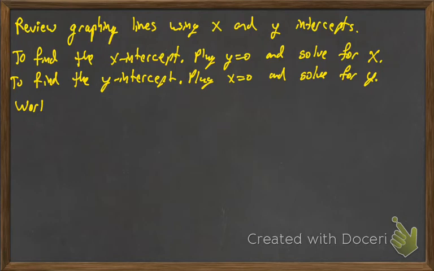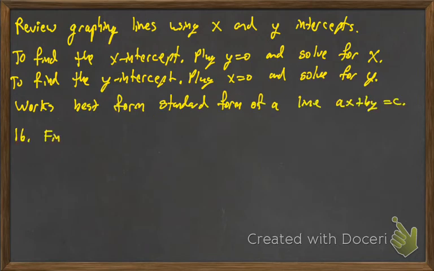Okay, so let's accelerate our writing a little bit. I'm going to say this works best when the line is in standard form. That's ax plus by equals c. And so you've got the x and y on one side and then the constant on the other. Sometimes people will say, oh, well, your a, b, and c shouldn't be fractions. We're not going to get that technical in this. It's just doing the x and y intercepts.